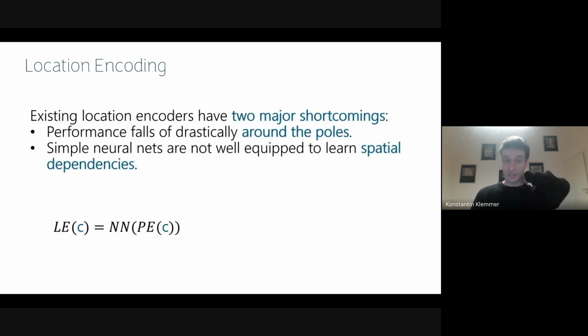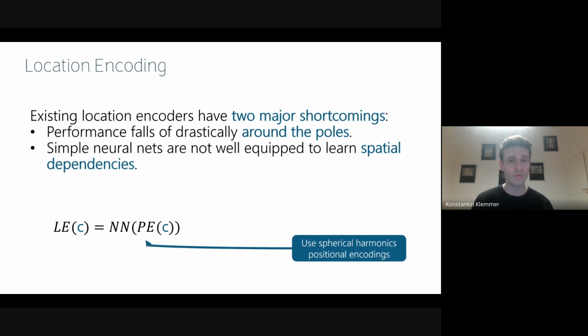The existing location encoders that we have, or that we had before our paper, have had 2 major shortcomings. First and foremost, their performance falls off drastically around the poles. The reason for that is that the spherical space diverges the most around the poles from the assumed Euclidean space of these sinusoidal transforms. So you'll always see worse performance there. And the second problem is that these simple neural networks that we have seen are not necessarily well equipped to learn spatial dependencies and, again, these smooth spatial patterns.